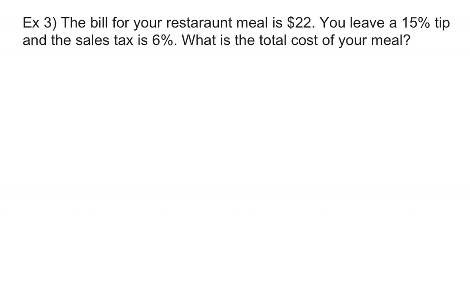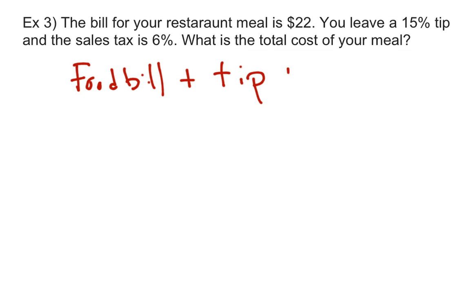Last thing we're going to talk about, example 3. It says the bill for your restaurant meal is $22. You leave a 15% tip, and the sales tax is 6%. What is the total cost of your meal? Well, if you're at a restaurant and you're trying to find the total cost, really what you're doing is saying, all right, I need to know what my food bill is. Then on top of that, I have to add on the tip that I'm going to leave, and on top of that, the tax. They're telling us right away the food bill is $22.